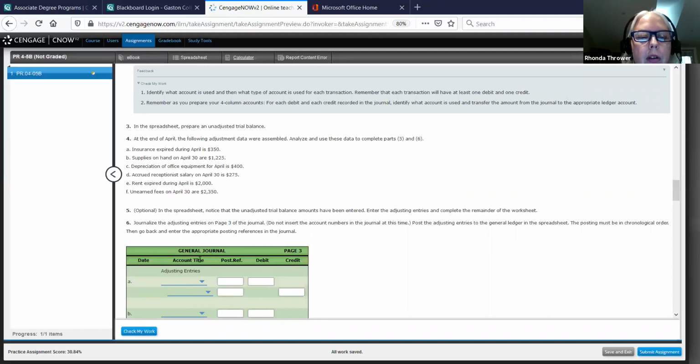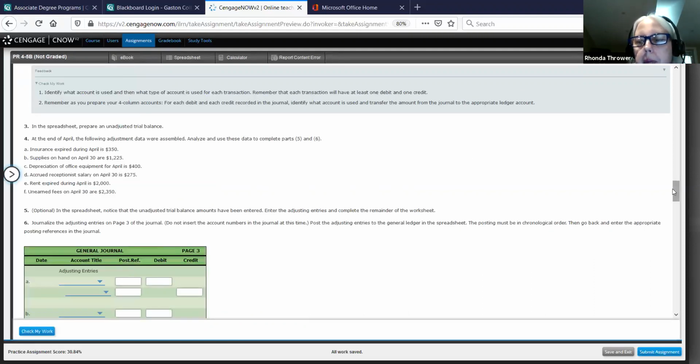Your adjusting entries are going to go into the journal. Notice we're starting with page 3 this time for our journal. And let me see if I can move this out of the way so we can see a bigger screen there. So we want to analyze each one of these transactions separately.